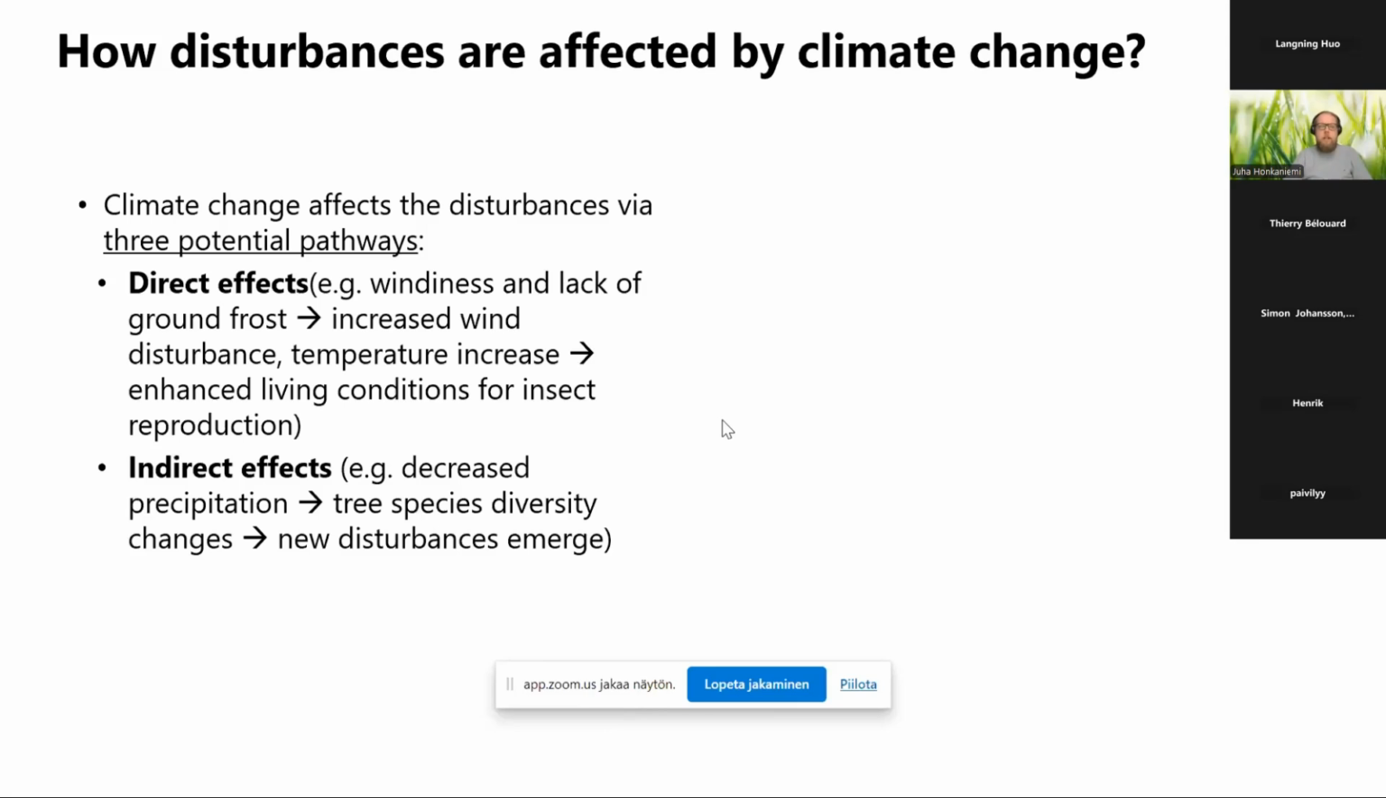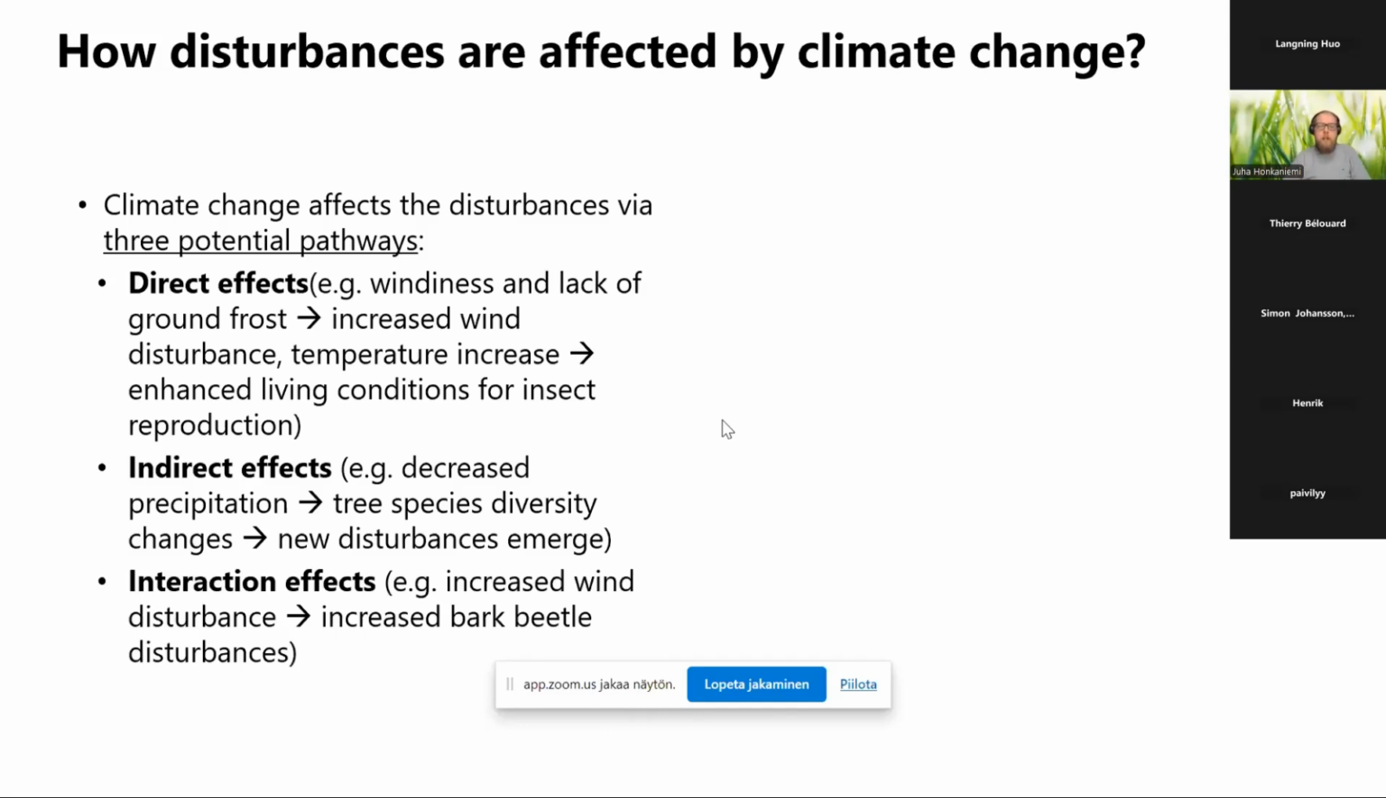There are indirect effects. For example, decreased precipitation leads to changes in tree species diversity and composition, which will give rise to new disturbance regimes. And finally, we have interaction effects. For example, increased wind disturbances due to climate change will lead to increased bark beetle disturbances.